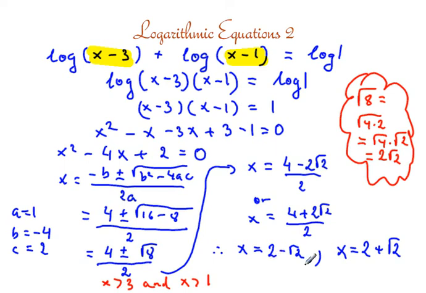So 2 minus square root 2, nah, this one is too little. 2 minus square root 2 is about 0.6 or 0.5, in that range, so definitely not included. 2 plus root 2 is greater than 3, so yes. This is the guy that will be the only solution to that equation.